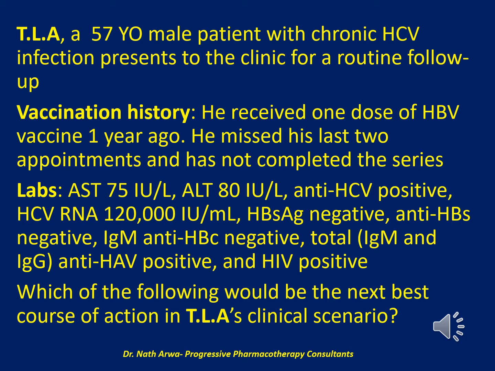His pertinent labs are as follows: AST 75 international units per liter, ALT 80 international units per liter, anti-HCV positive, HCV RNA 120,000 international units per milliliter, HBsAg negative, anti-HBs negative, IgM anti-HBc negative, total IgM and IgG anti-HAV positive, and HIV positive. So my question to you is, which of the following would be the next best course of action in TLA's clinical scenario?